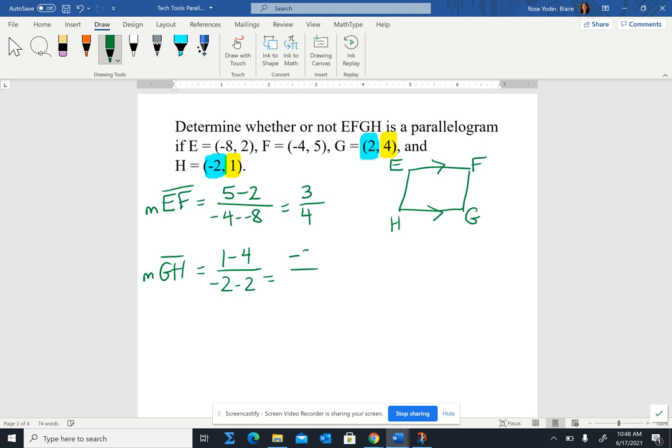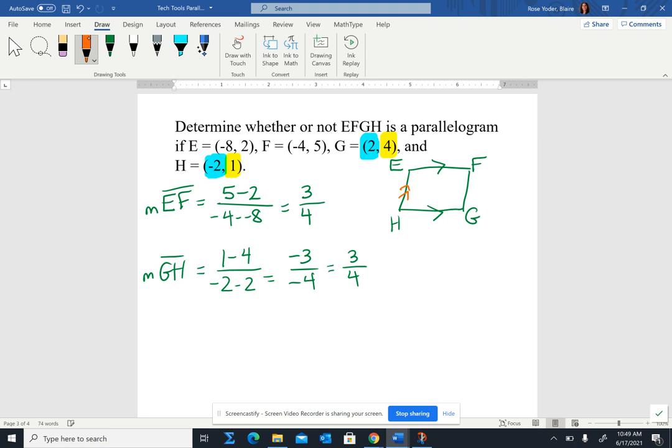This one, at first glance, is going to look kind of funny. Negative 3 over negative 4. At first, we might think that those two slopes are not equivalent to each other, but a negative divided by a negative does give you positive 3/4. So yes, those two are parallel.